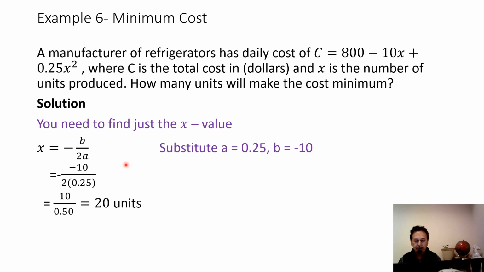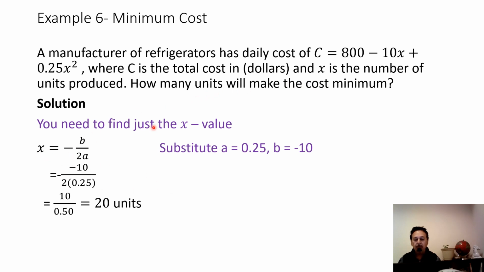Example 6. A manufacturer of refrigerators has a daily cost of C equals 800 minus 10x plus 0.25x squared. C is the total cost in dollars and x is the number of units produced. How many units will make the cost minimum? In this question, we are not asking what the minimum cost is. He's asking how many units. So x is the units, and we just have to find the x value.